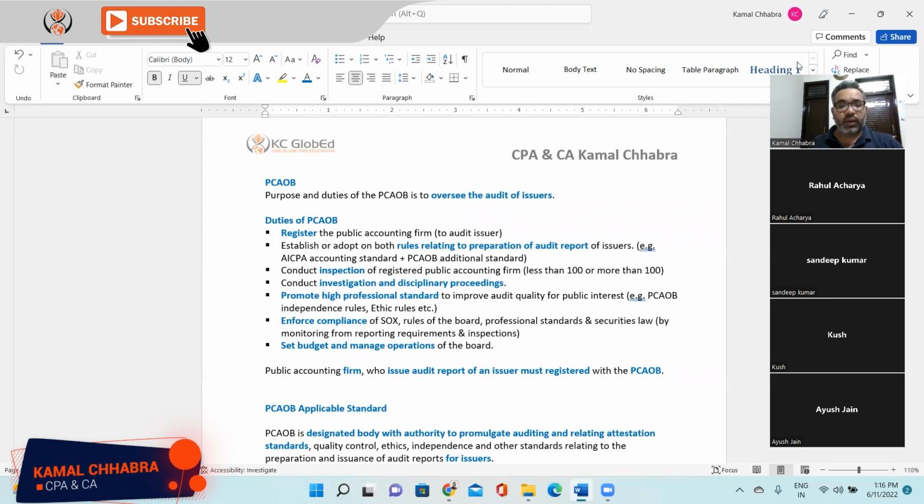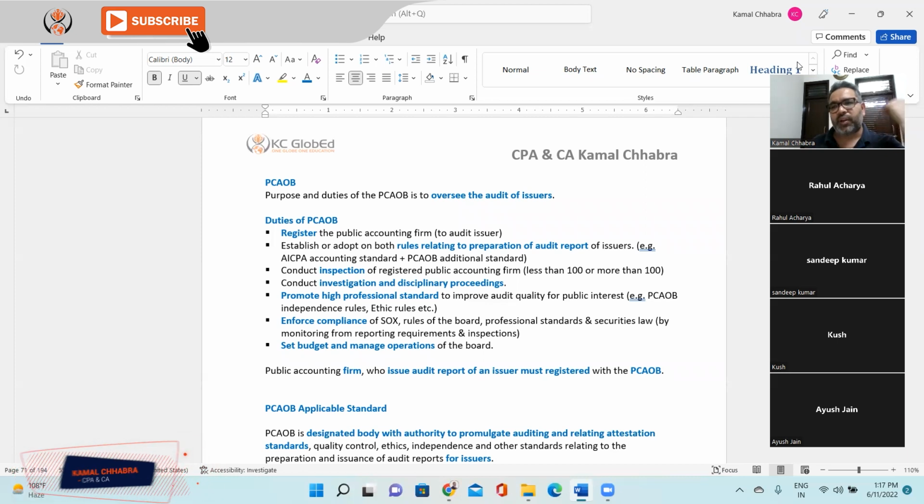Next is to conduct investigation and disciplinary proceedings, which we have discussed in Title 1. Those are all the responsibility of the PCAOB: to conduct the investigation and take disciplinary action against the CPA and CPA firm. Next is to promote high professional standards to improve audit quality for the public interest.